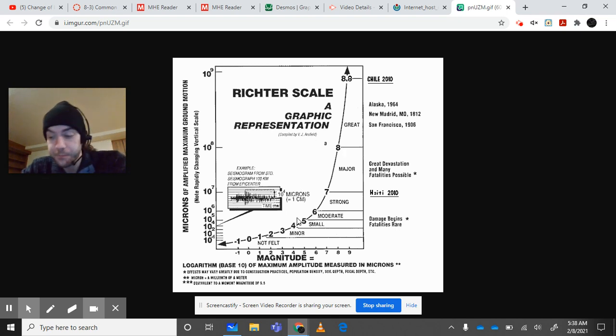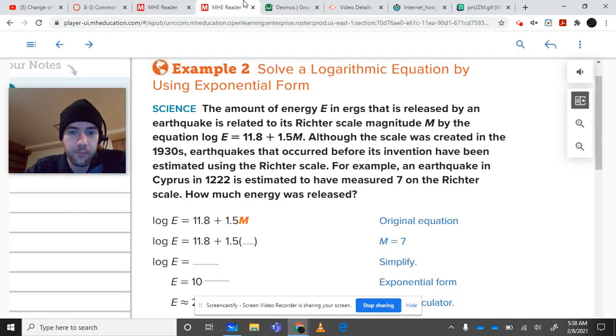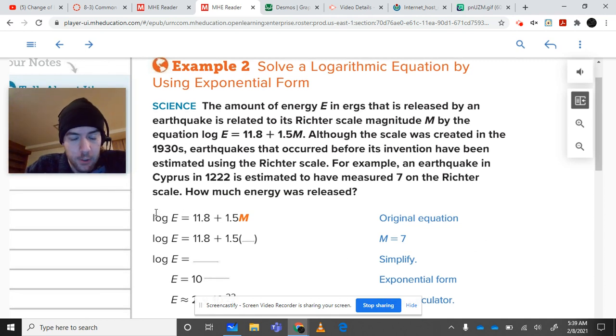Okay, so this is one of the most common uses for these logarithmic number systems, is that we will be using them to express descriptions of things that span very large values that we want to compress and look at on a smaller graphical scale. Okay, so if we have this equation, log of E, so log of the energy equals 11.8 plus 1.5 times the magnitude on the Richter scale. Okay, so they said the magnitude was measured to be a 7.